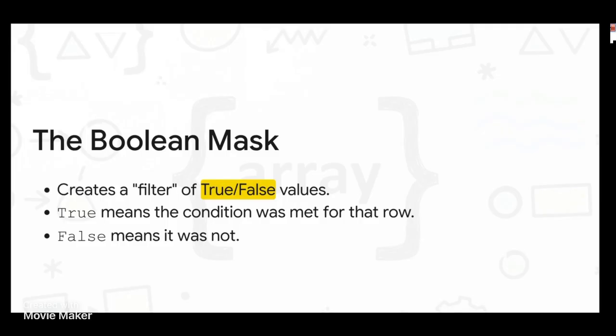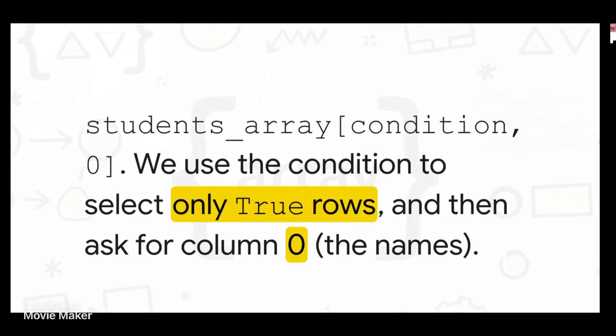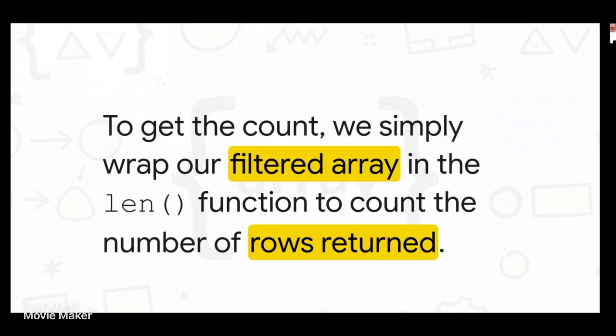You can think of it like a stencil or a filter. True means, yep, this row matches our rule, and false means, nope, move along. It's our own custom filter. Now for the magic. We take that mask, that list of trues and falses, and we just pop it right back into the selection brackets of our original data. It's like saying, hey, only show me the rows that I marked with a true. Then we add that comma 0 at the end to say, and from those rows, just give me the names from the first column.